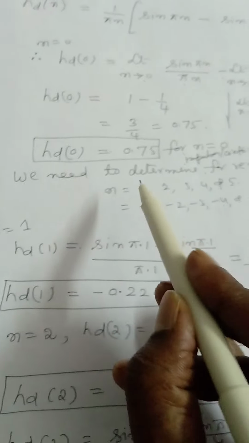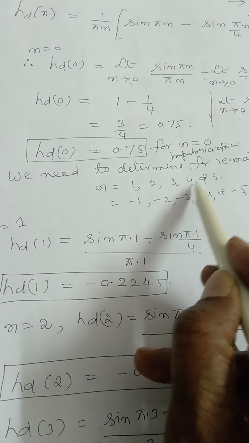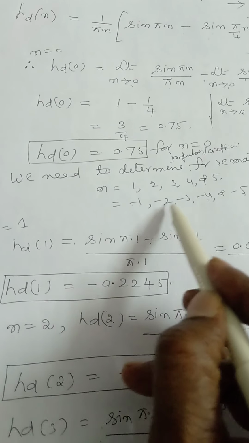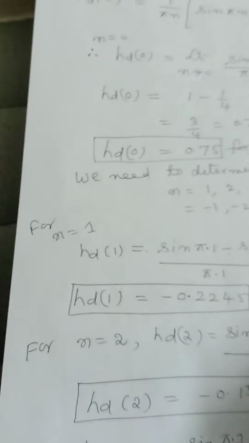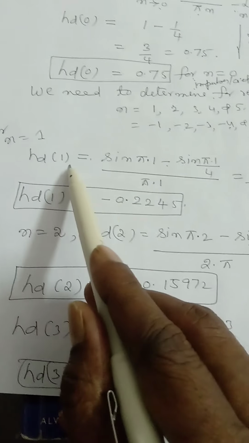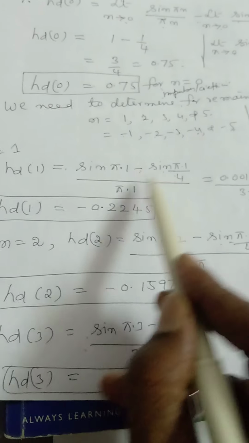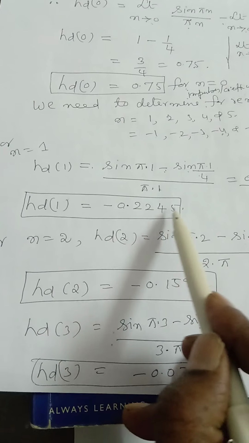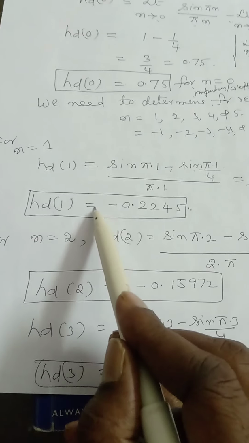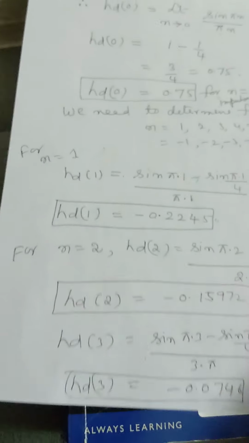Similarly, we need to determine all the values for n is equal to 1, 2, 3, 4, 5 and minus 1, minus 2, minus 3, minus 4 and minus 5. Now, let us see. For n is equal to 1, hd of 1 is equal to sin pi into 1 minus sin pi into 1 by 4 divided by pi into 1, which is equal to minus 0.2245. So hd of 1 is equal to minus 0.2245.